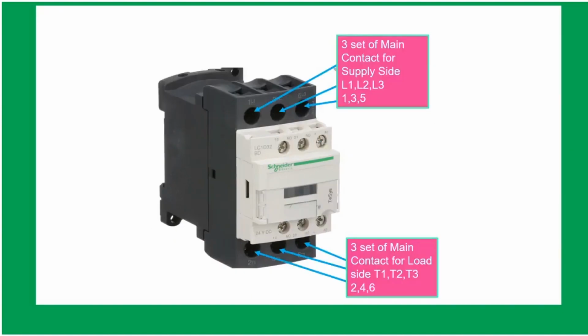A contactor has three main sets of contacts. For the supply side: line 1, line 2, line 3, or 1, 3, 5. And for the load side, going to the motor: T1, T2, T3, or 2, 4, 6.